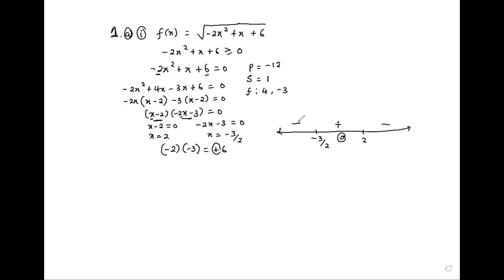So whenever we get such, then we have found the domain because our domain should be an interval where we have a plus. So from -3/2 to +2. And we include both of them. Like that.